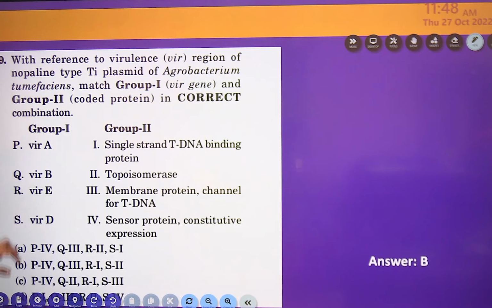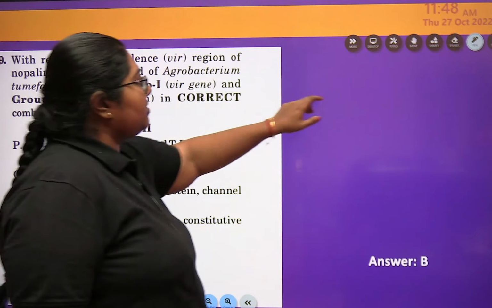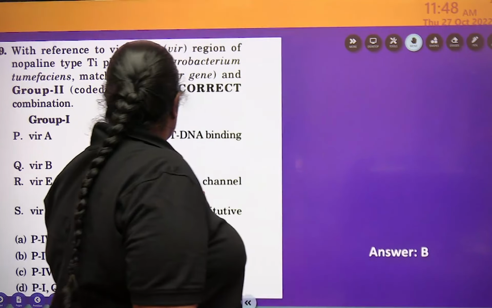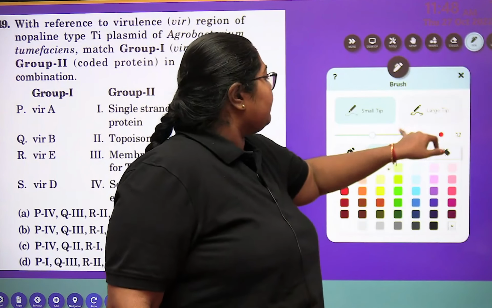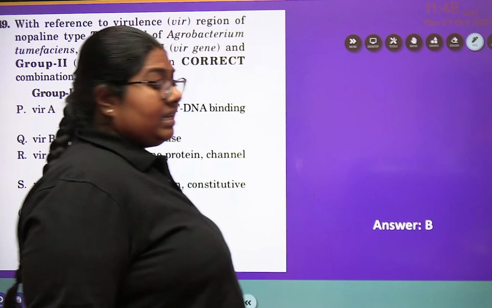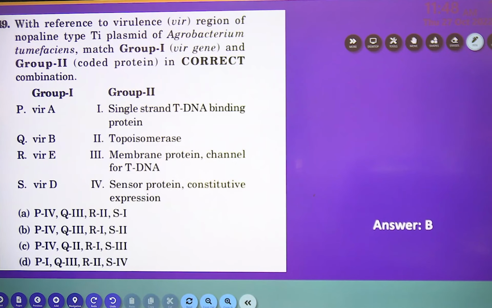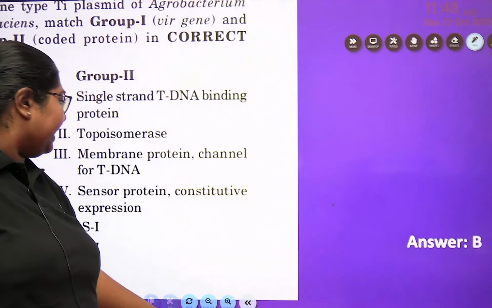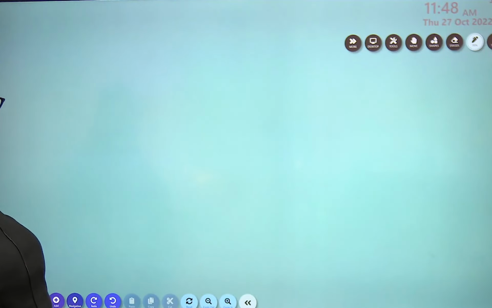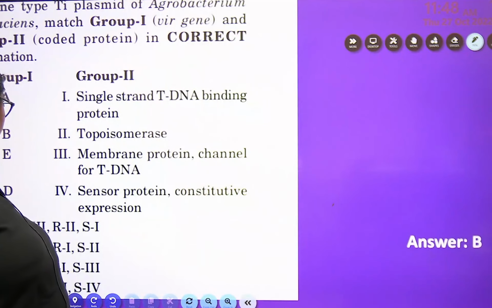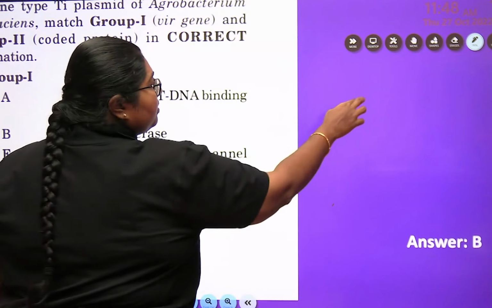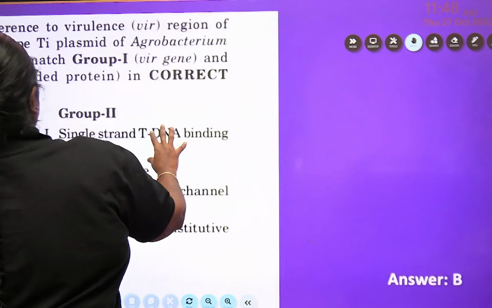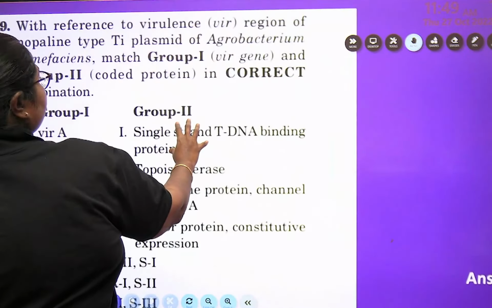Now the next question is a little bit important. This is going to be from Agrobacterium, which serves as one of the important sub-concepts. This question has come in your CSIR NET also, as well as in all the examinations like GATE, BET and others. So this is a very, very important question to be noted. We will discuss in detail how this works. I hope that the question is visible now.